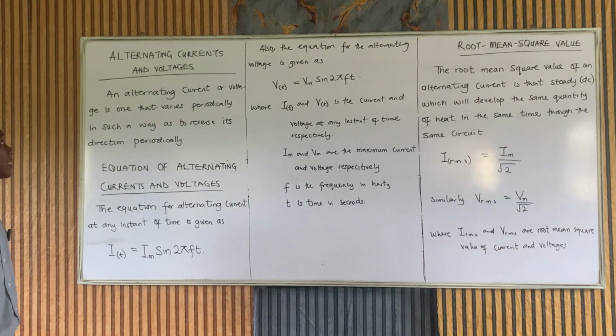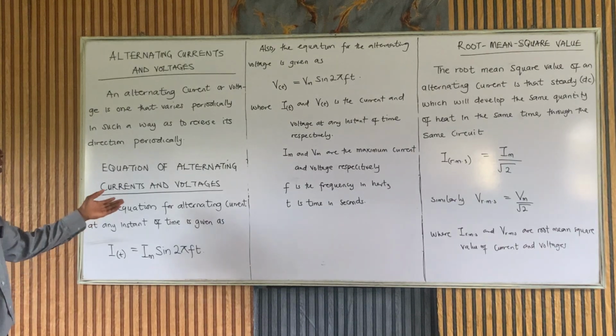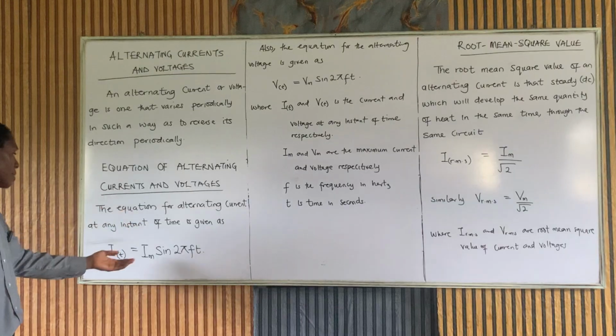Alternating current and voltages. You see, an alternating current or voltage is one that varies periodically in such a way as to reverse its direction periodically as well. The equation of alternating current and voltages is given as shown here.